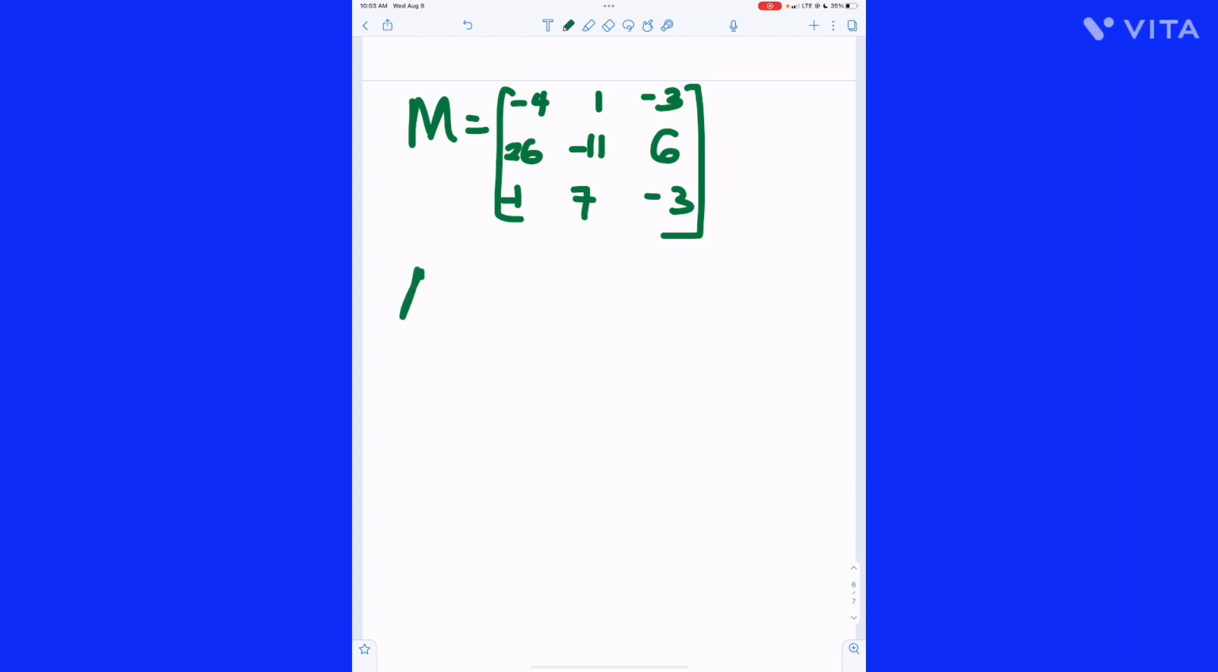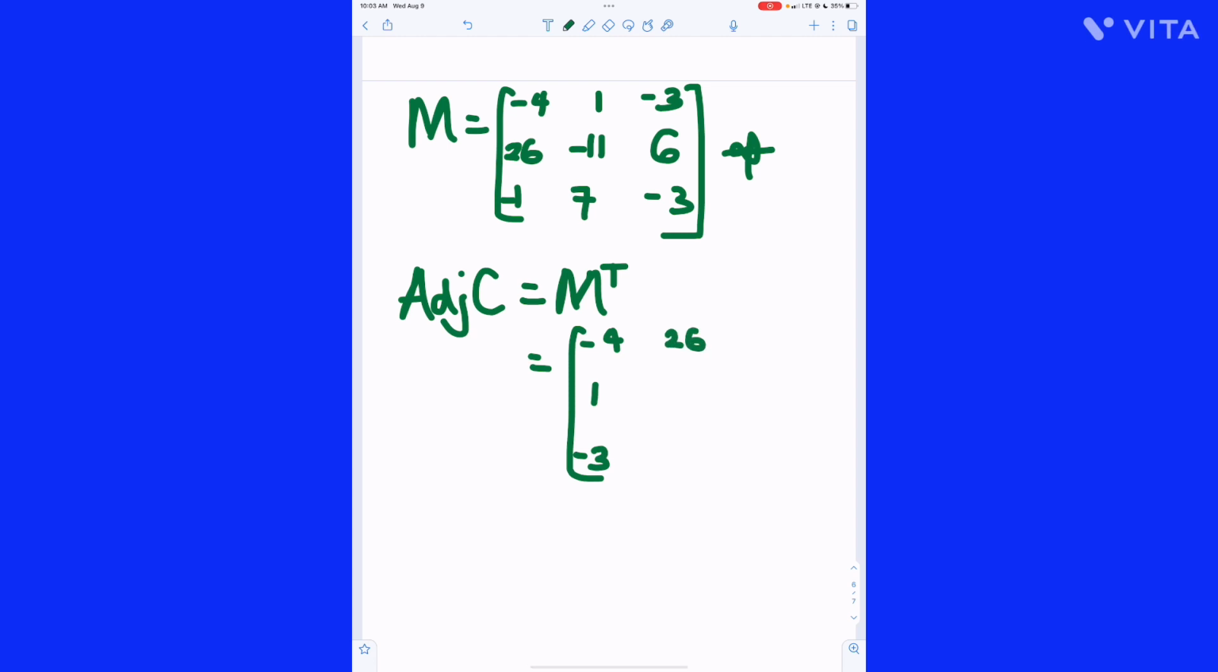So I've gotten the matrix of cofactors of C. I'll now write that the adjoint of C is the transpose of its matrix of cofactors. That means the adjoint of C is what? Minus 4, 1, minus 3, 26, minus 11, 6, then minus 1, 7, minus 3. This is the adjoint of C.